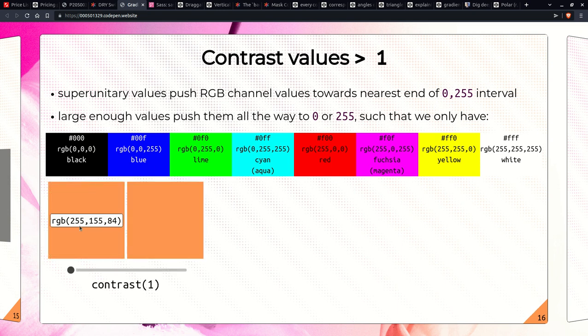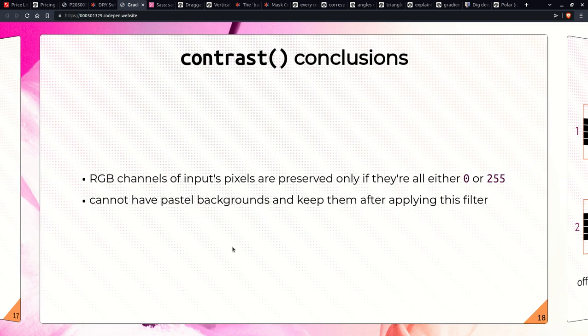Now let's take this. We have a solid background, 255, the red is already maxed out. 155 is closer to 255, so it's going to get pushed up to 255. 84 is closer to 0, so it's going to get pushed down to 0, which means that if we increase the contrast, we are going to get 255, 255, 0. Okay, so, oh, no.